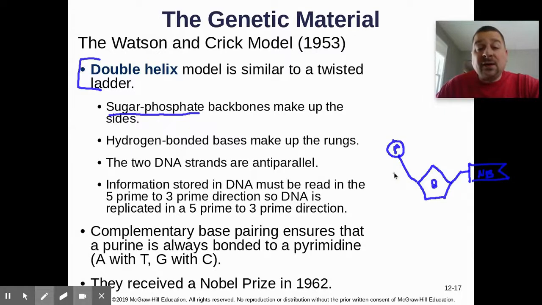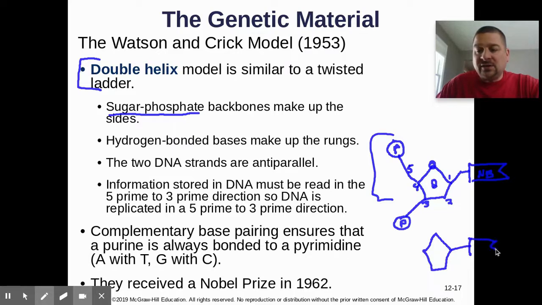But they also figured out that they're anti-parallel. So this is an oxygen right here. This was carbon one, carbon two, carbon three, carbon four, and carbon five is actually up here. That when they connected to the next phosphate group of what we would call one nucleotide, draw the next deoxyribose. Here's another nitrogenous base. Here's the oxygen. Here's carbon 1, 2, 3, 4, 5.